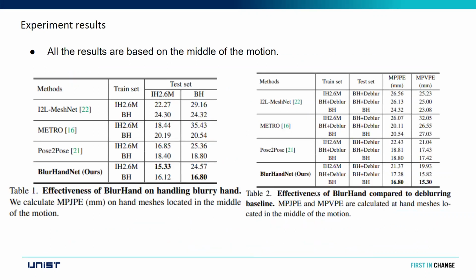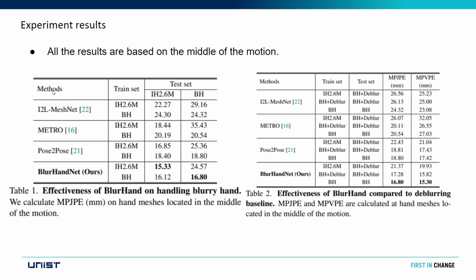So now the experiment results. First of all, these experiments are based on the middle of the motions. They don't take the endings for this one. So they take the mean MPJPE error for other methods. First of all, they use two test sets, the InterHand2.6M and their own, the Blurry Hand.